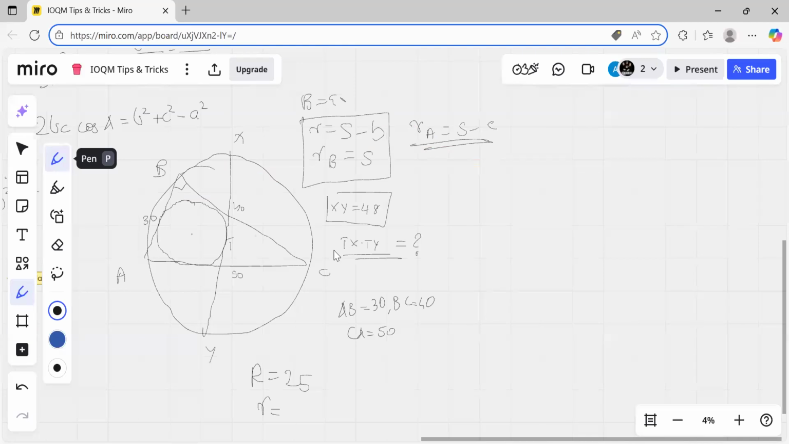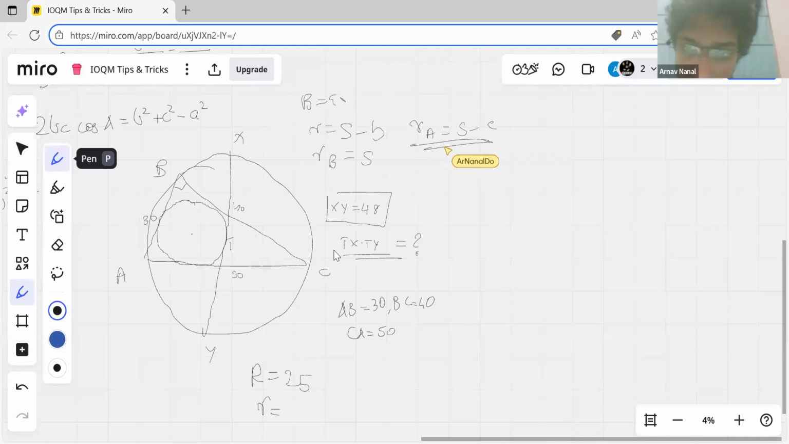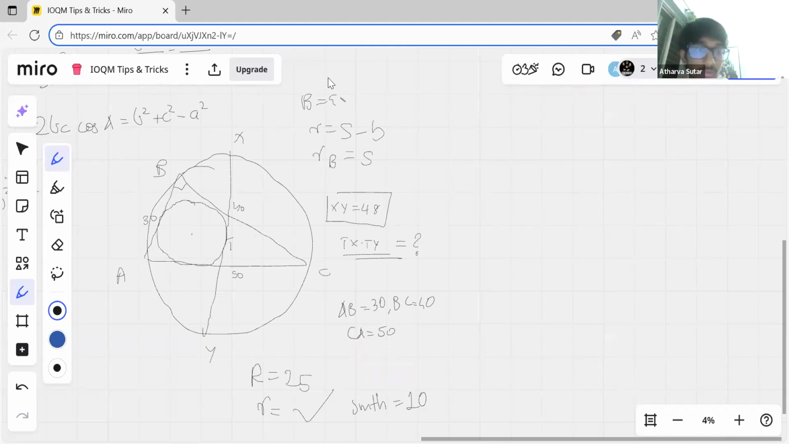Wait, what is point T? Is it given, or is it a random tangent? T is a random point such that the tangent at T on the incircle intersects the circumcircle at X and Y, and it is given XY equals 48. So R will be something. I will not write them right now because we will not do computations right now. Or should we do the computation? I think yes. R is like 2. R is 10. Okay. What's next?